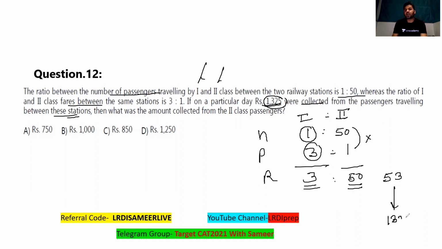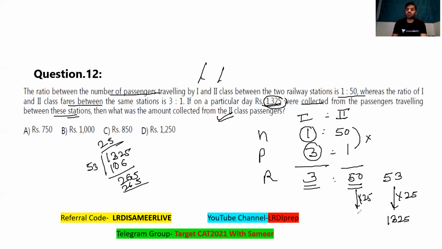If this total collection is now given to you as 1325, you just need to divide 1325 by 53 rupees, right? This will be 106, 12 minus 6 is 6, 265. So yes, this is 25 times. So you can see that the amount collected from the second class passengers would be 50 into 25, that is 1250. And the amount collected from the first class passengers would be 75 rupees. So second class passengers are paying 1250. That's the correct answer of the question.